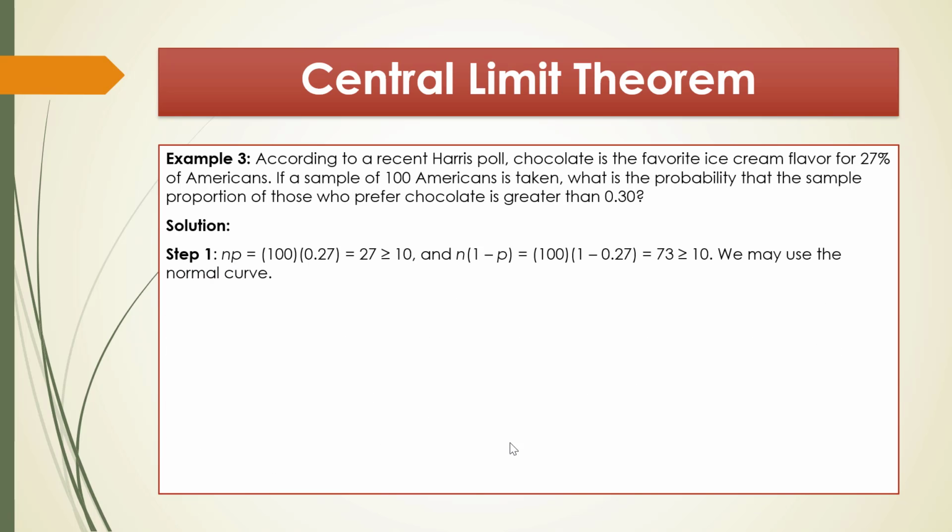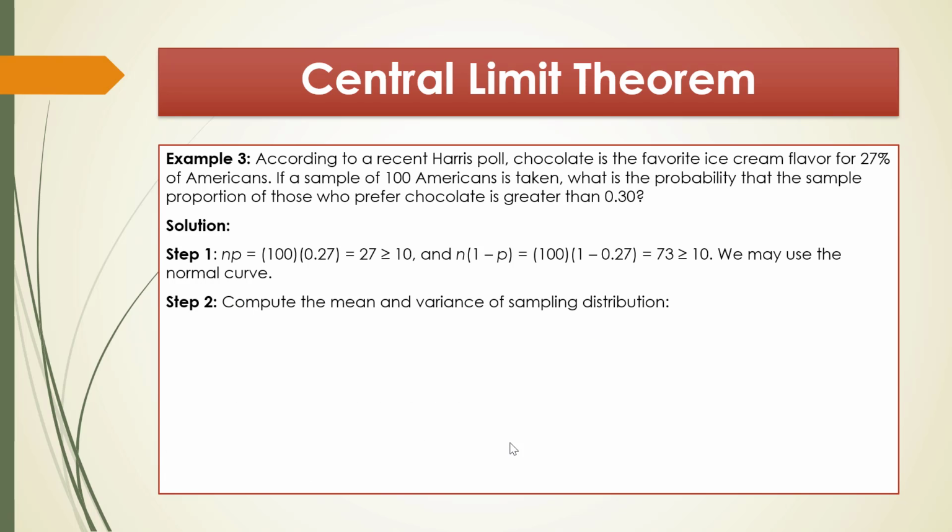Solution. The first step, of course, is to verify the conditions of the central limit theorem. n here is 100, p is 0.27, so n times p is 27, which is greater than 10. Then the second condition, n is 100, 1 minus p is 0.73, so n times 1 minus p is 73, which is at least 10. We may use the normal curve.